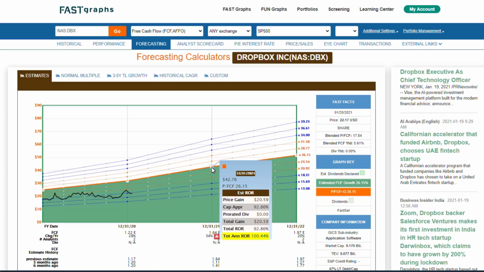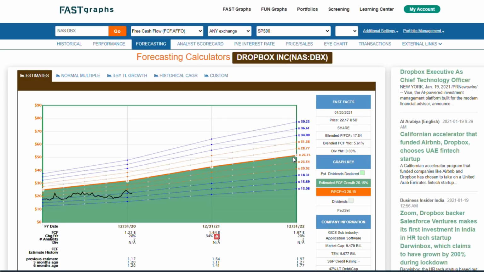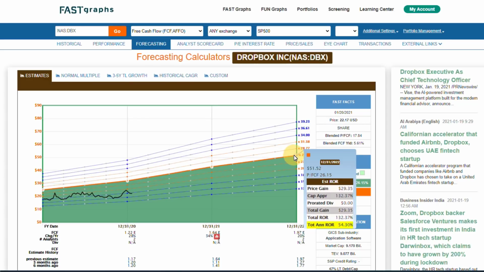If the stock were to go to that PE valuation, you can see the rates of return, looking in the yellow box there at the bottom, would be 50% annualized over the next couple of years. Quite a difference. The price would go from the current price of about $22.17, and assuming they hit these earnings targets, the valuation at this multiple would put the price at $51.52 for a 54.3% annualized gain.